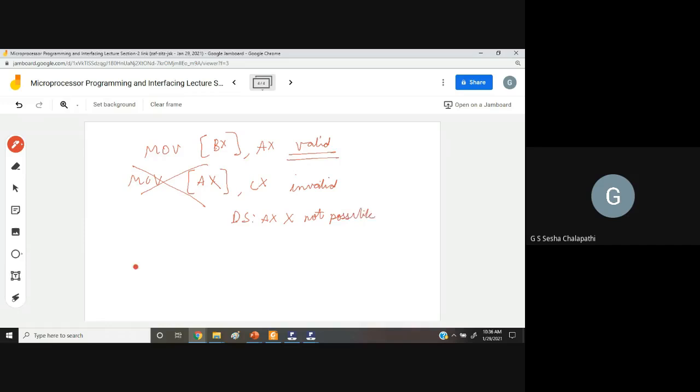Right? So if you want to combine with DS, it has to be either BX or SI or DI. Okay, so if I say MOV [SI], AX, this is valid. Now if I say MOV [BP], AX, what will this do?